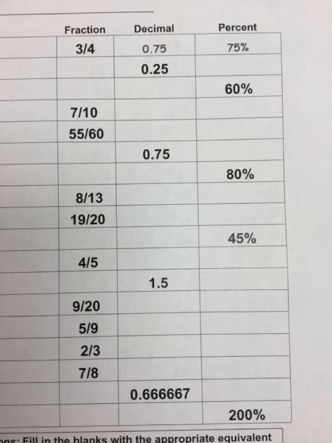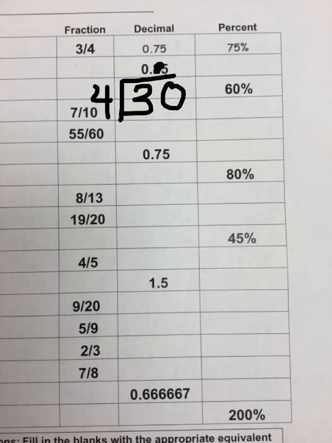Now, if they give you the fraction, you can always divide it because it is a fraction. It's really just a division problem to get your answer. So I'm going to write 3 divided by 4. How many times will 4 go into 3? Well, it doesn't. So I'm going to put my decimal there and add a 0. 4 times what number is 30?